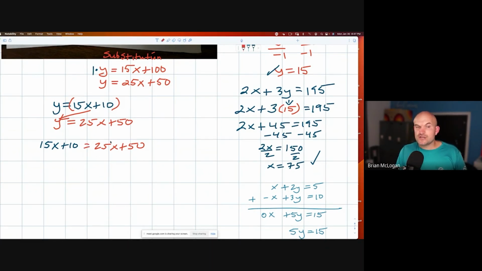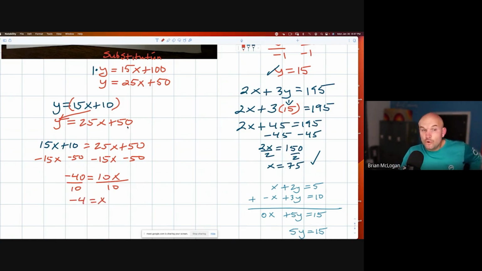And now I just need to solve. So I get the variables to the same side. It doesn't really matter how you want to do this. I'm going to get the variables to the left-hand side. I'll subtract 50 on both sides. I get negative 40 is equal to 10x. Divide by 10, divide by 10. Negative 4 is equal to x.